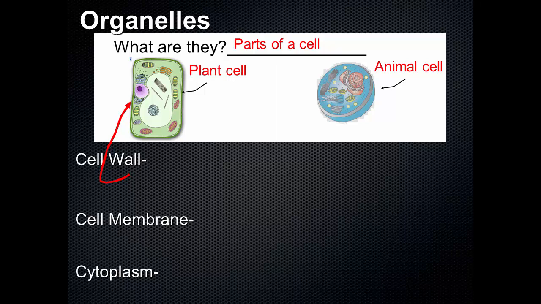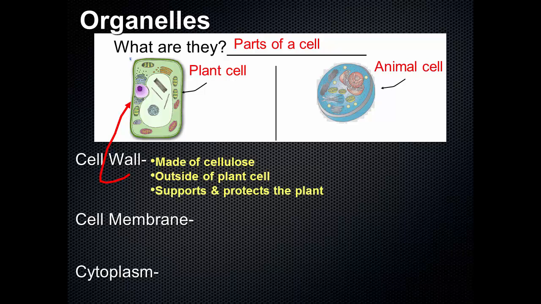They don't have a thick cell wall like this. Only plant cells. And this cell wall is important. It's made of a material called cellulose. And it's sort of a hard outer shell. Think of it as like a shell around the outside of the plant cell. It's rigid. It's not flexible. It gives the plant cell its shape. It also protects the plant cell.